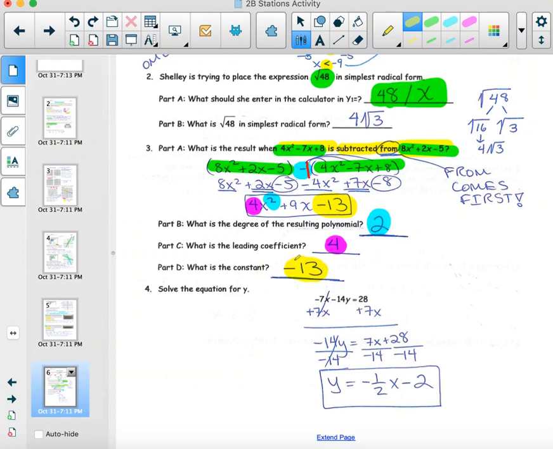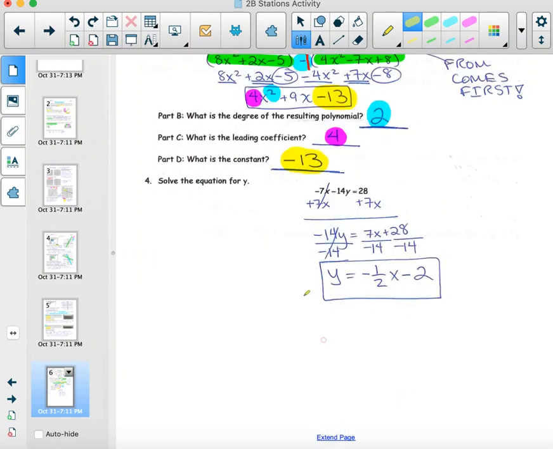Yes, please be careful of that. You cannot forget the negative sign, otherwise that's wrong. You need the negative. Alright, so far so good. We're chugging right along here.